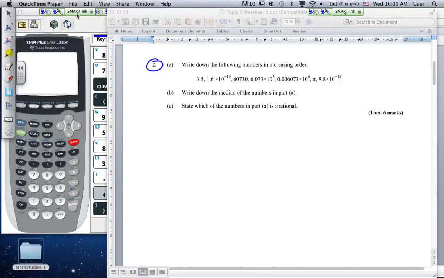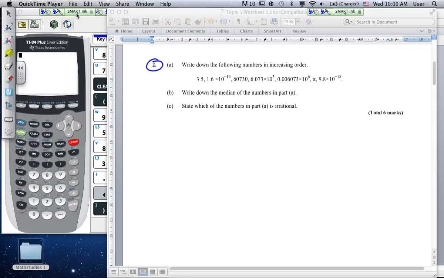So looking at question 2a, write the following numbers in increasing order. In increasing order, obviously you're going to have the smallest to the biggest. So we need to look at them all. Now, let's go from the smallest. What do you reckon is the smallest number here?